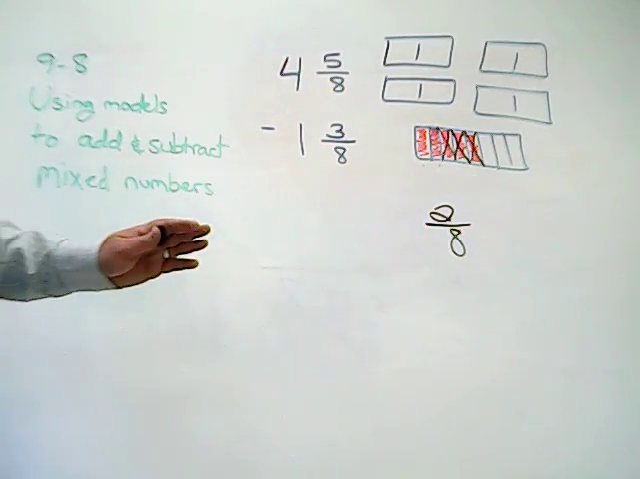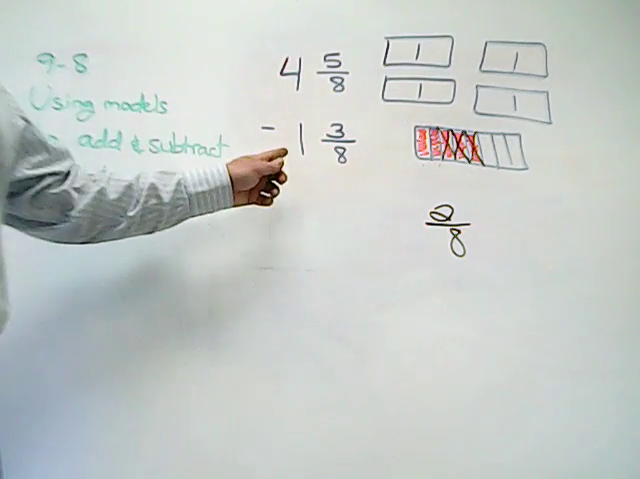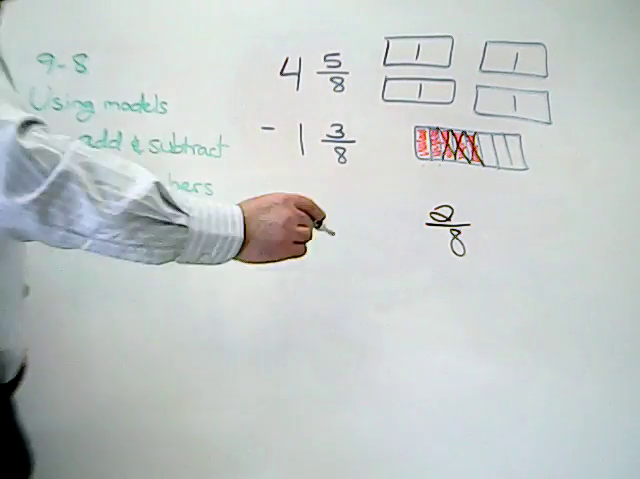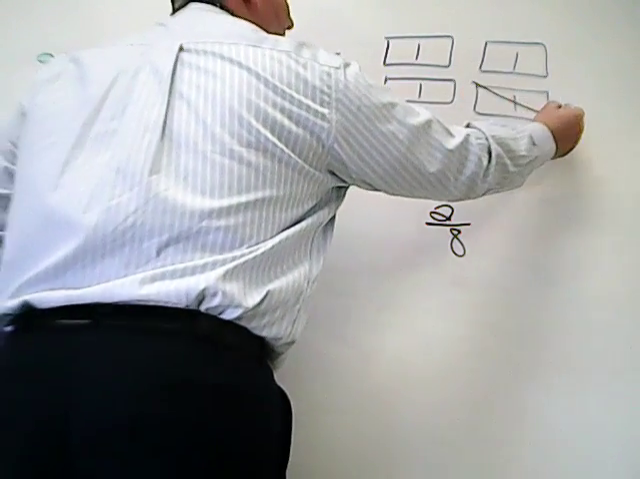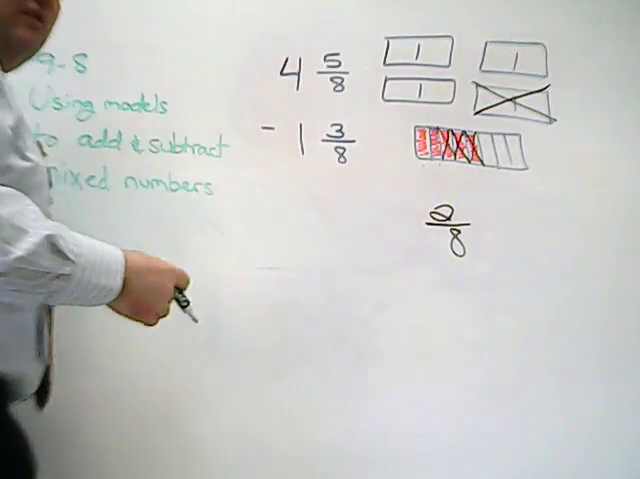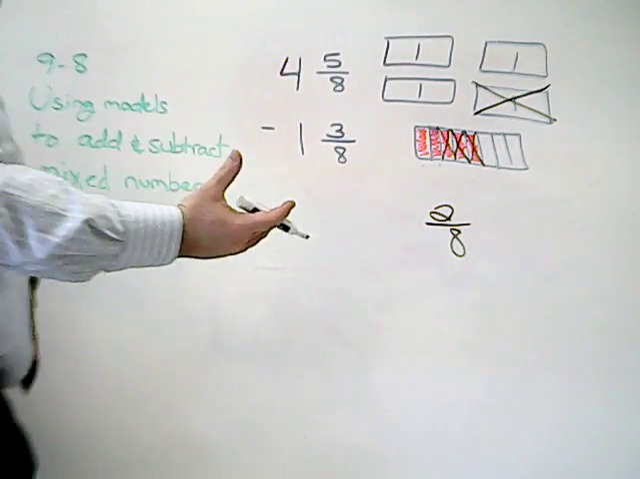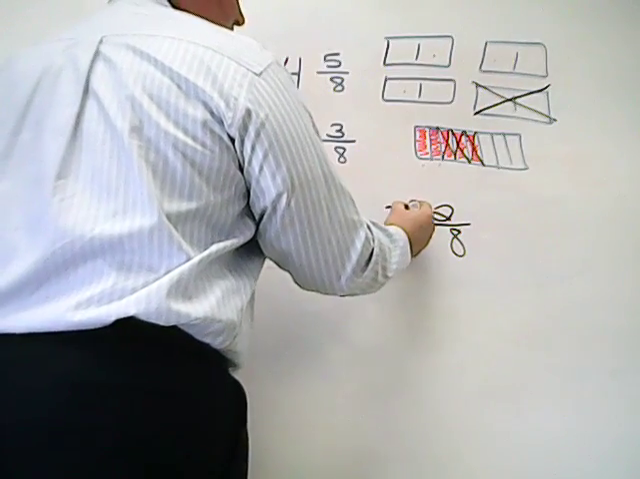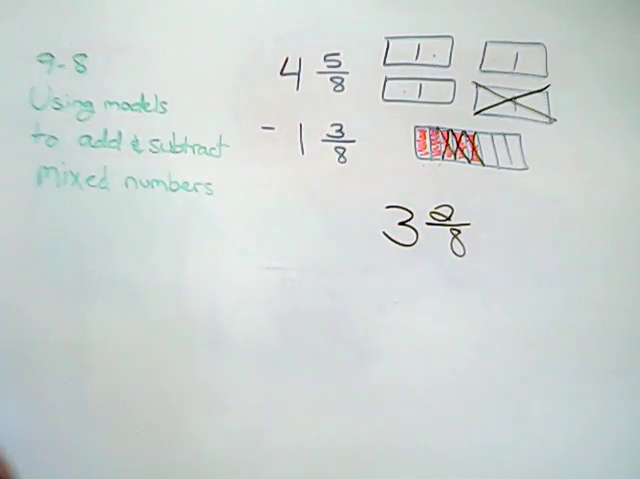But you're not finished. Don't forget about your whole number. I need to take away 1 whole from my whole section here. So all I'm going to do is cross that one out, pretend I took it away. How many wholes am I left with? 1, 2, 3. Pretty simple, not too difficult.